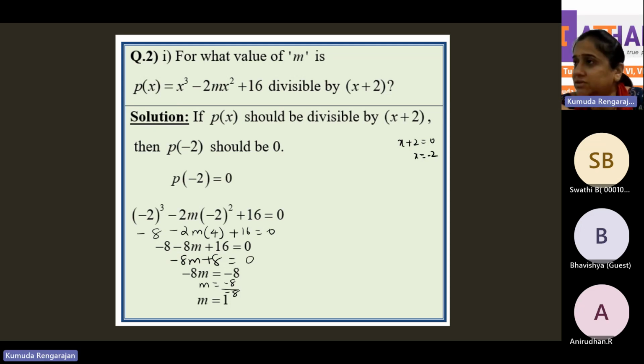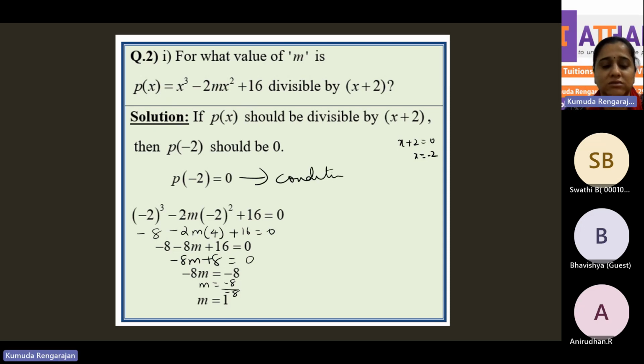Since it should be divisible, the remainder must be 0. The remainder must be 0 means you know the remainder. And how will you find the remainder? The divisor is x plus 2, equate it to 0 and find the value of x. x is equal to minus 2. Now the dividend is called P of x. So find P of minus 2. P of minus 2 will give you the remainder. But you know the remainder. It is 0. So P of minus 2 is equal to 0 is the condition.